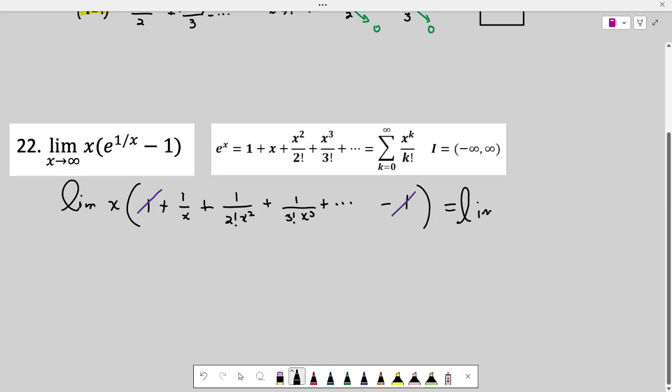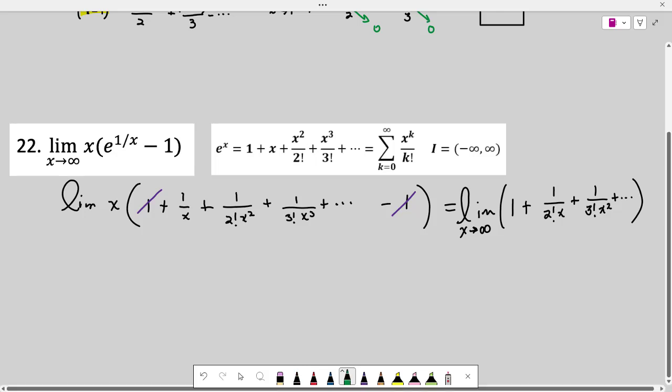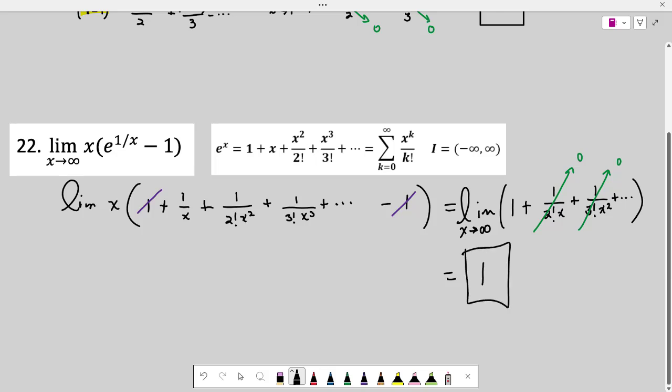So then we get the limit as x goes to infinity. When the x gets distributed, we will have this expression: 1 plus 1 over (2 factorial times x) plus 1 over (3 factorial times x squared) plus etc. And where do all these terms go after the first term? Yeah, those are all going to go to 0. So it looks like every limit when you use a power series is equal to 1.